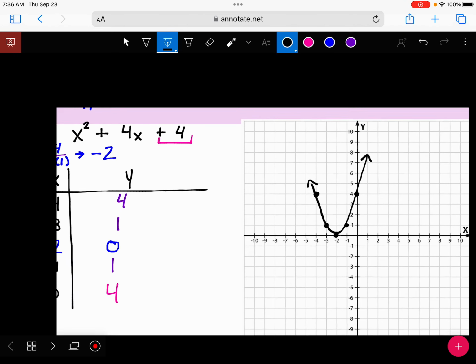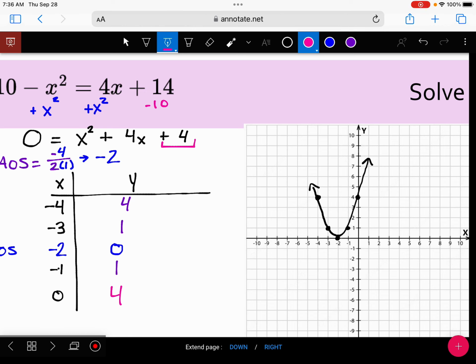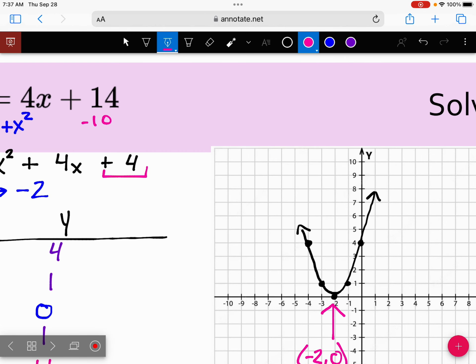So there's our graph. Now we're asked to find where is our solution. Where is our solution? Root, x-intercept. Those are all synonyms, remember? So where is our solution? It's at negative 2, 0. That's exactly right. So our solution is the point negative 2, 0.